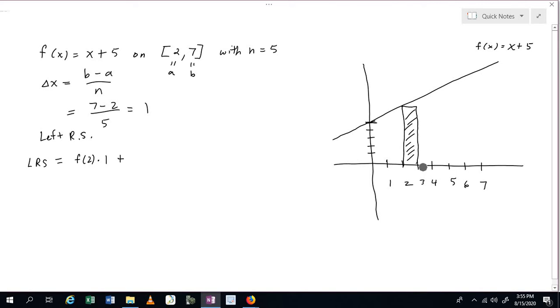For the second rectangle, the width of that rectangle obviously is 1. Then we're going to go to the left endpoint of this interval, which is 3, and determine the height at that x value, which is the y value of the function at x equals 3. So it's going to be f of 3 times 1, right? The width of this little rectangle. So you just keep doing this for all 5 rectangles. The next one's going to have a width of 1, but the height's going to be f of 4.